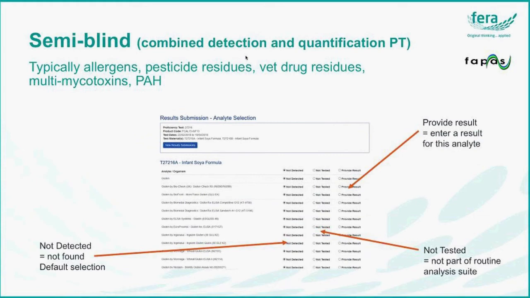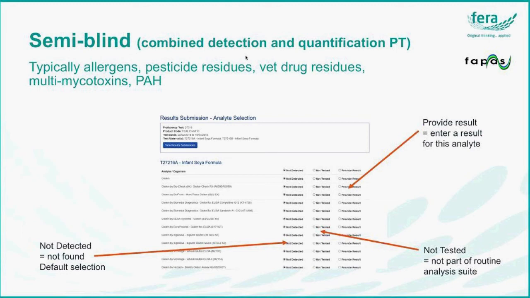There is an additional complexity with a semi-blind proficiency test. This is one that combines detection and quantification. So typically this might be allergens or pesticide residues, veterinary drug residues, or even some of our newer multi-mycotoxins PTs or the PAHs. So this is where there is a list of analytes that you might have tested for, or perhaps they're not within the scope of your analysis and you might not have detected them.